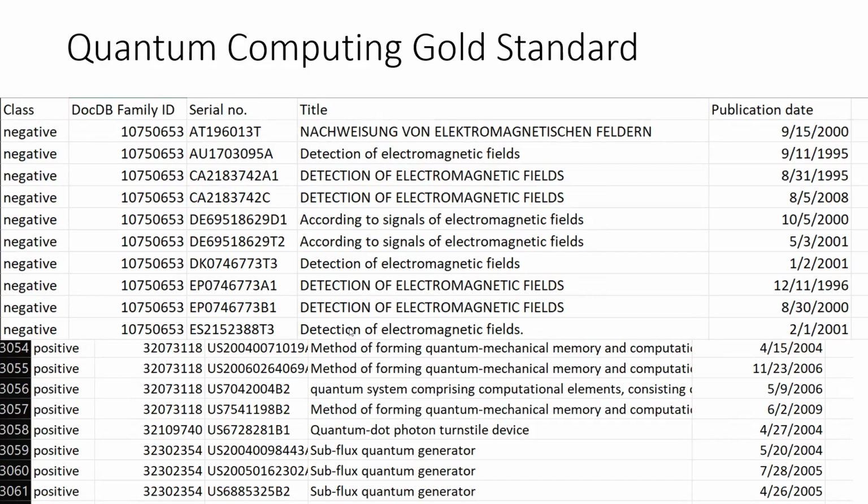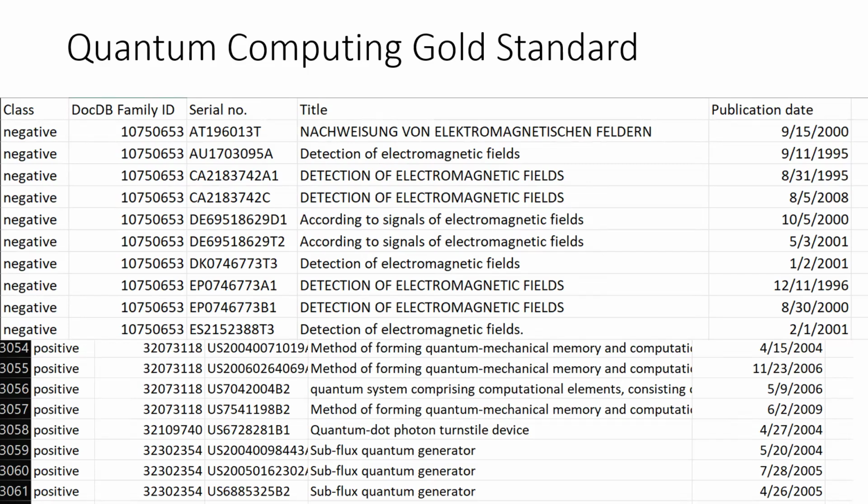But they're all members of the same family, so the titles are very similar. We can see that 7 of these first 10 rows are all titled Detection of Electromagnetic Fields. But there's a couple that are called According to Signals of Electromagnetic Fields, there's one in another language, and so on. If we look down at the positive rows at the bottom between 3054 and 3061, all of those are actually U.S. patent documents.